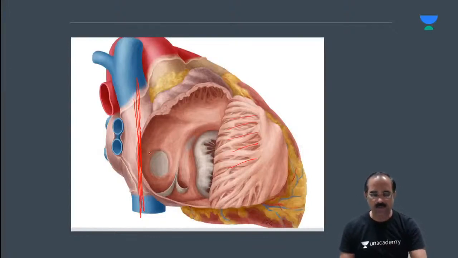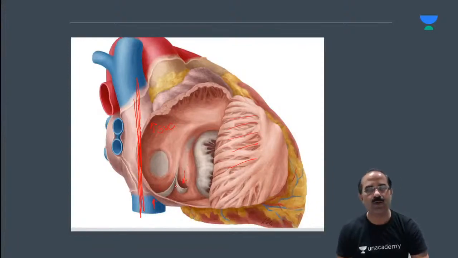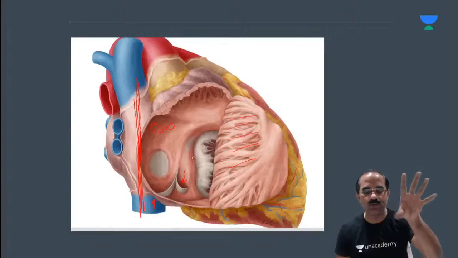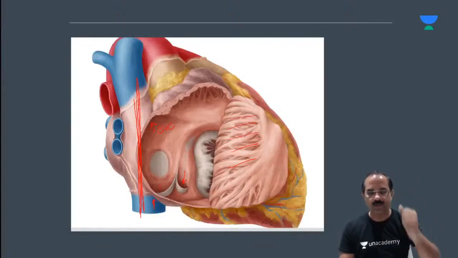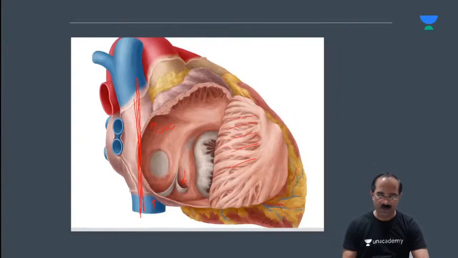The smooth part shows three openings. One is the opening of SVC, that's the opening of IVC, and that's the opening of coronary sinus. Just remember all these things. He has some visual slides here. So that's the opening of SVC, that's the opening of IVC, and that's the opening of coronary sinus.